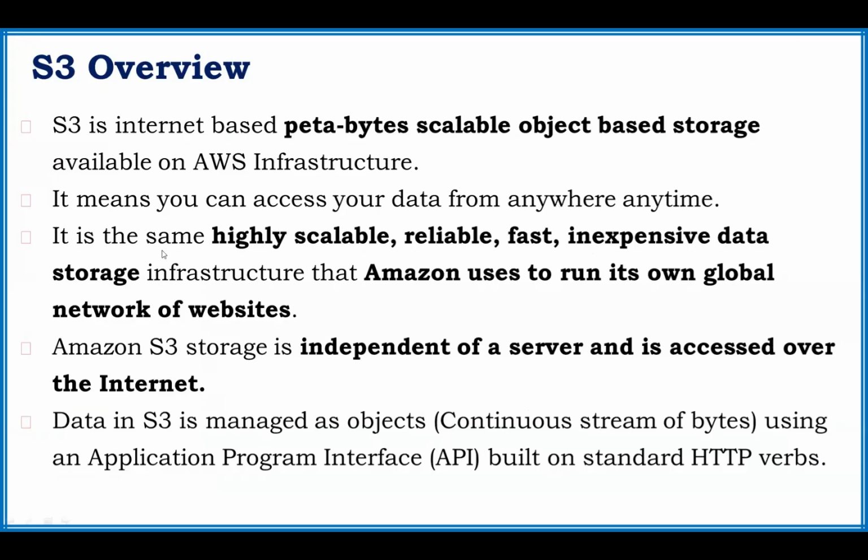It is highly scalable, reliable, fast, inexpensive, and almost 40% of data over clouds is available on Amazon S3. So that's why you can understand how reliable it is. Amazon S3 storage is independent of a server, meaning you can access it over the internet. It is not dependent on servers because it's in the cloud environment. Data in S3 is managed as objects, meaning a continuous stream of bytes.